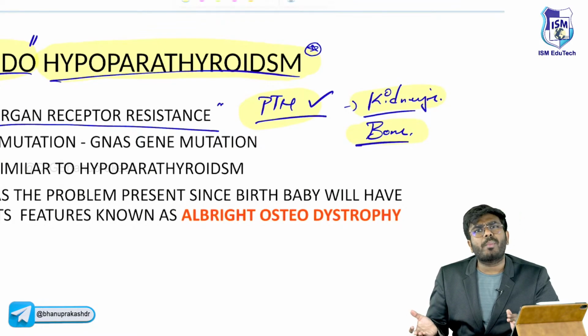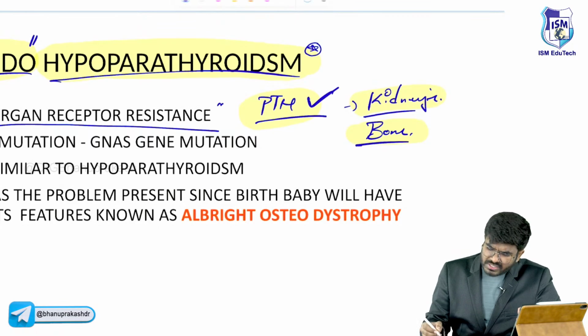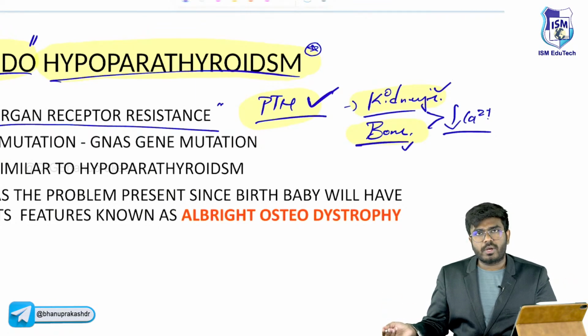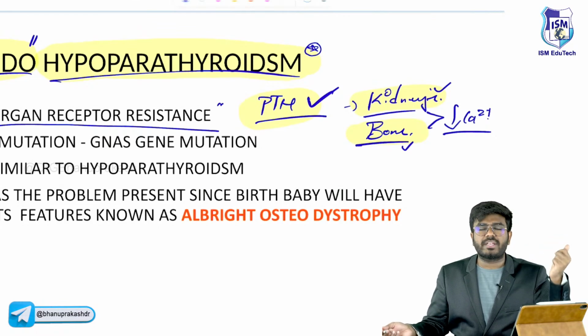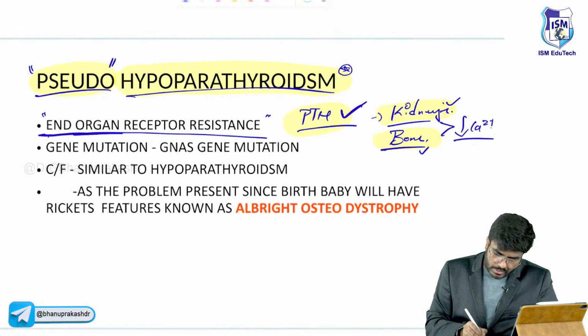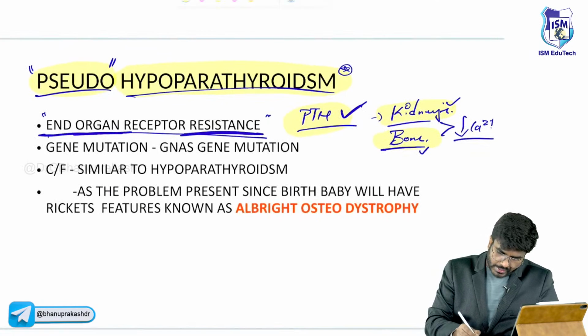As they are not responding to the parathyroid hormone, what happens to the blood calcium levels? They will be less. Parathyroid hormone is there, but still the blood calcium levels are going to be less. Why? Because kidneys are not responding, bones are not responding. So no vitamin D activation, no calcium reabsorption, no calcium absorption. This is important: end organ resistance.